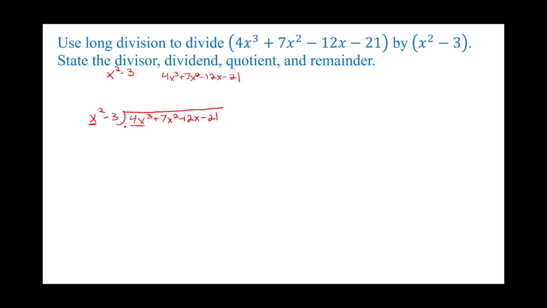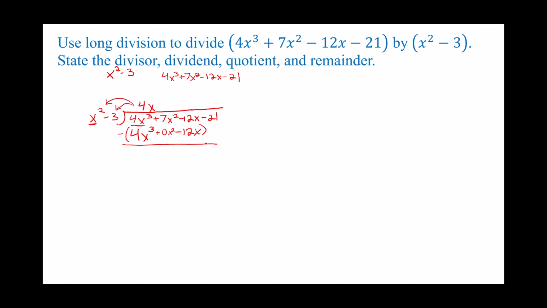So 4x times x squared is 4x cubed. So we'll write a 4x there. And then we're going to multiply, distributing. 4x times x squared is 4x cubed. And 4x times negative 3 is negative 12x. Notice I wrote the negative 12x under the x term. I could write here a plus 0x squared if I want. You don't have to write that, but that can kind of keep track of everything.